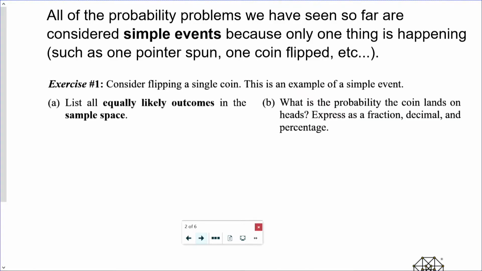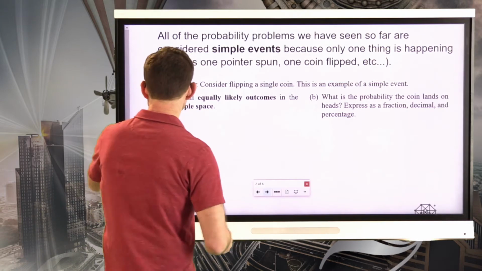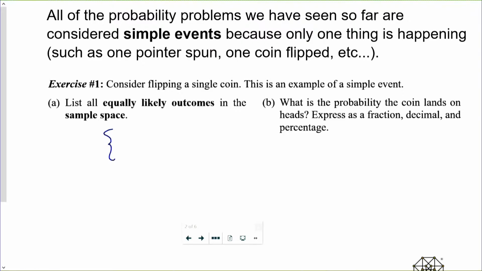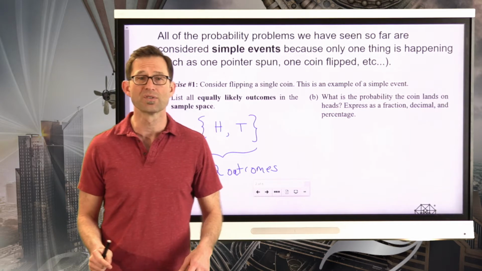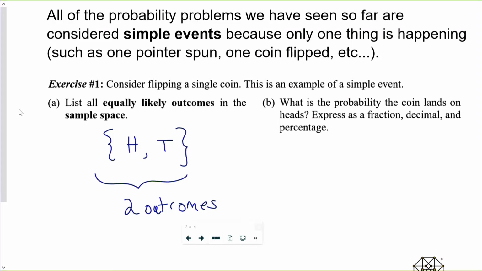Consider flipping a single coin. This is an example of a simple event. Letter A, list all equally likely outcomes in the sample space. Well look, I flip a coin. All the outcomes that can possibly happen, and we oftentimes use sets to do this, is I can get a head or I can get a tail. There are literally two outcomes. That's it, and they're equally likely unless you have what's known as a weighted coin, which are hard to come by.